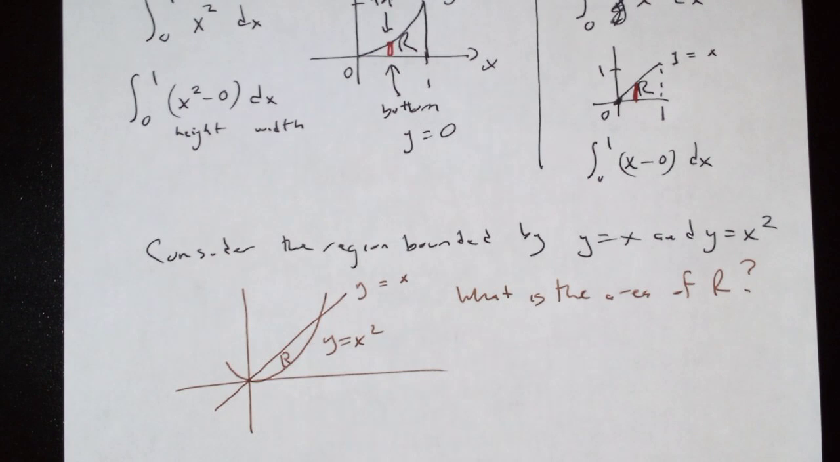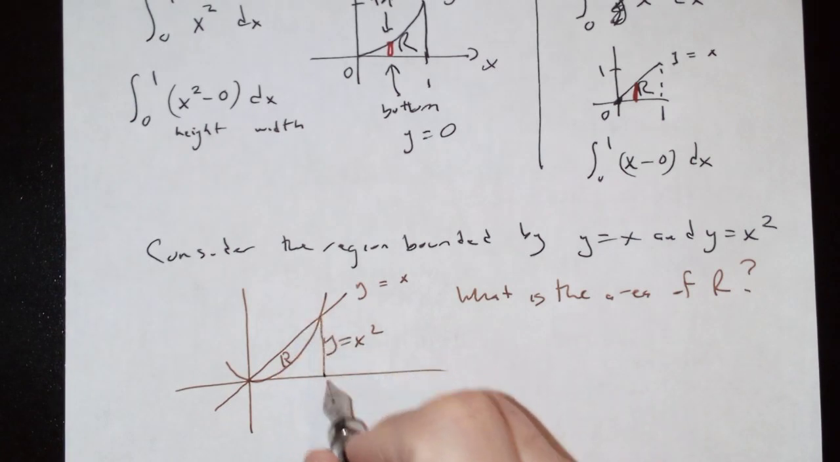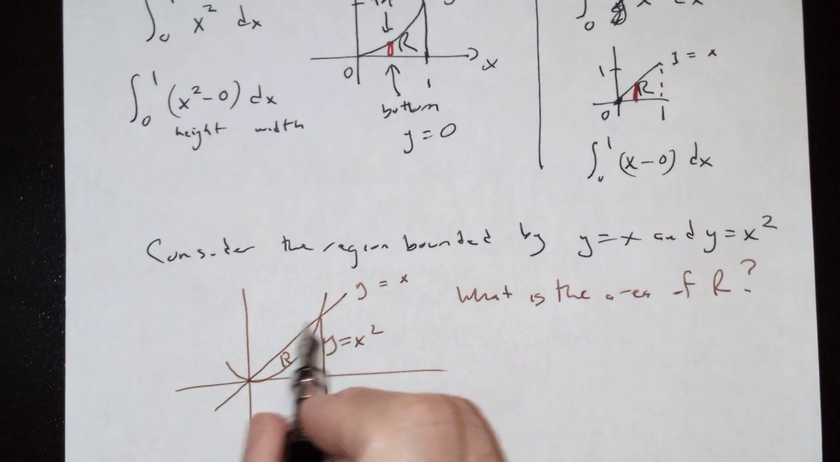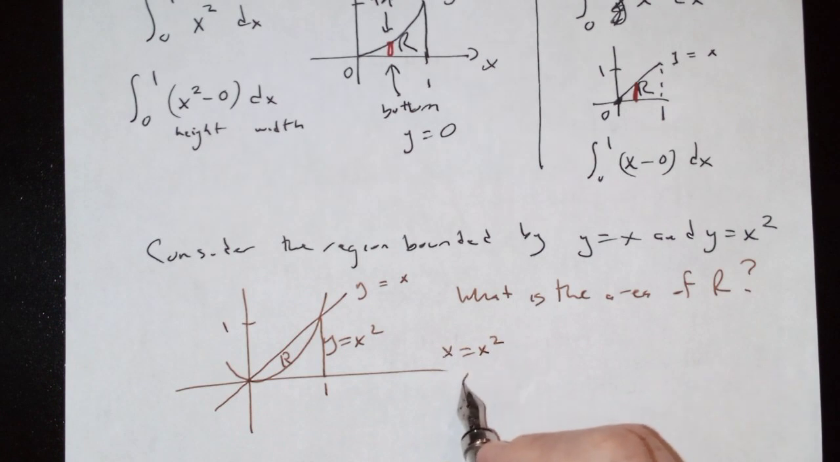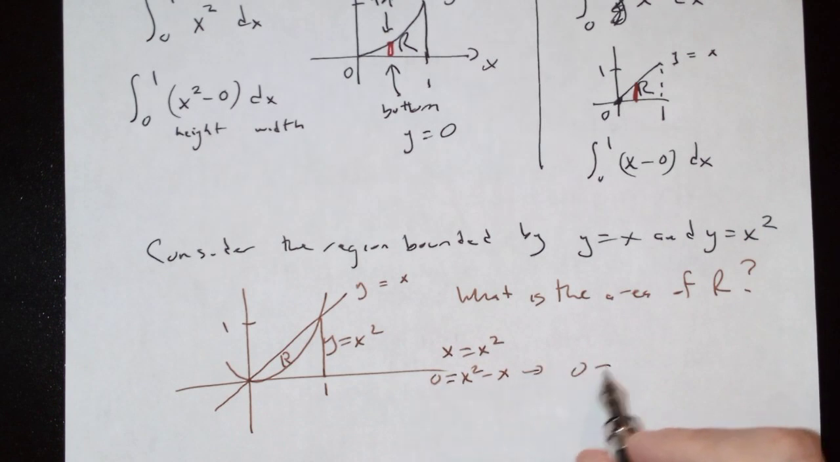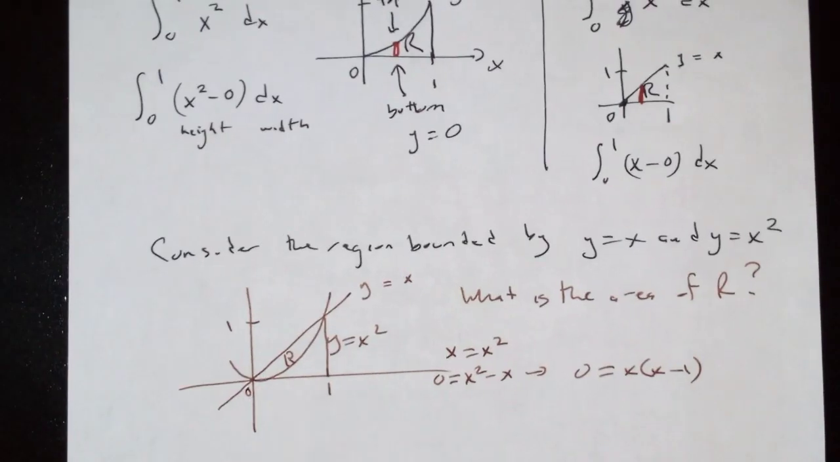I could think of overlaying my two pictures. Let's draw this vertical line that hits 1, because I know that x is equal to x squared. Means x minus x squared is 0. Either x is 0 or x is 1. That's where those two curves intersect. But that means that this region has a boundary on the left at 0, boundary on the right at 1.